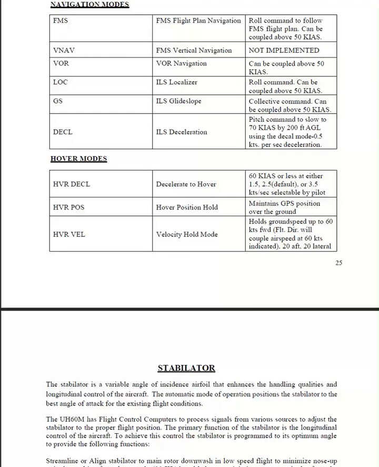Hover modes. Hover decel, decelerate to hover, 60 knots or less at either 1.5, 2.5, or 3.5 knots a second as selected by pilot. Hover position hold, maintains GPS position over the ground. Velocity hold mode, holds ground speed up to 60 knots forward. Flight director will couple airspeed at 60 knots indicated, 20 aft or 20 lateral.